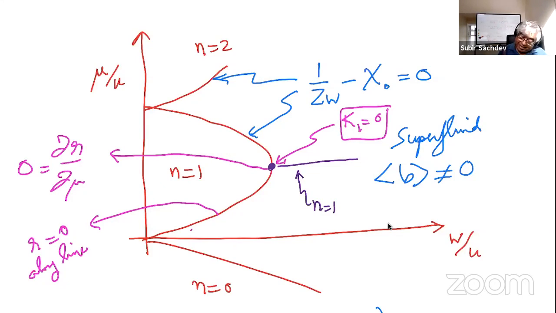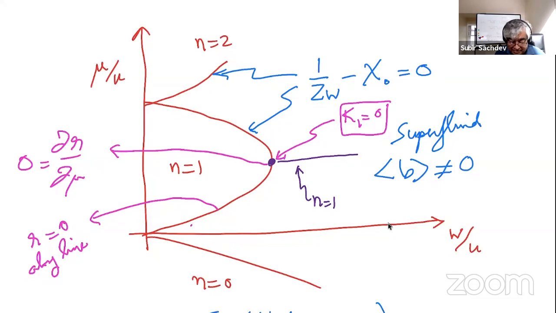But what I haven't shown, which I will leave for you to read in the notes that are under readings, is that the tip of the lobe is also exactly the point where the density is constant. As you go through the tip, the density doesn't change. It kind of makes sense because on this side you have hole-like excitations, on that side you have particle-like excitations. So right at the center is where you have both particles and holes, and therefore the density doesn't change.